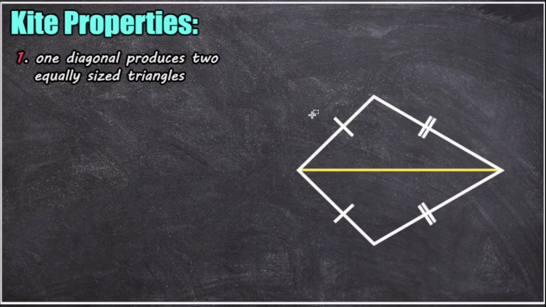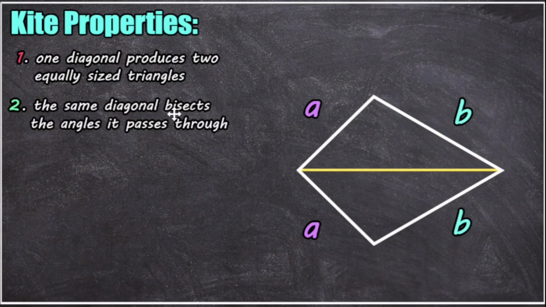Instead of using markers to identify the edges, I'm going to give edges of equal length their own labels. I'll label the short edges A and the long edges B. And let's get rid of the markers. We can now move on to the second property, and that is that the same diagonal bisects the angles it passes through, which means that the diagonal we just used must split the angle on the left into two equal parts and must split the angle on the right into two equal parts.